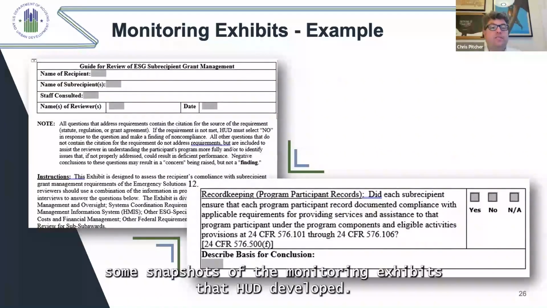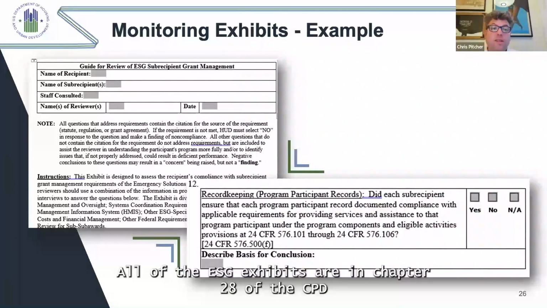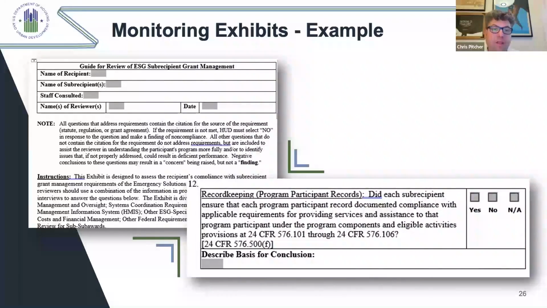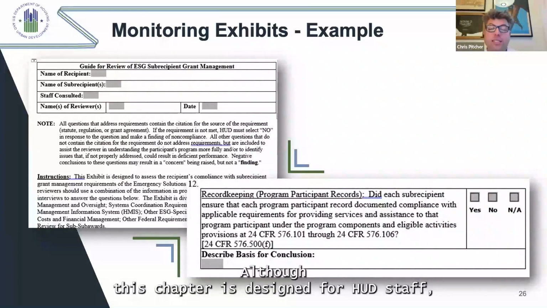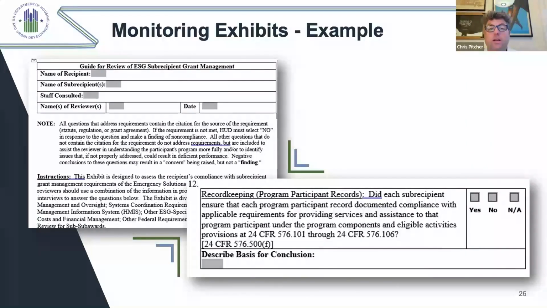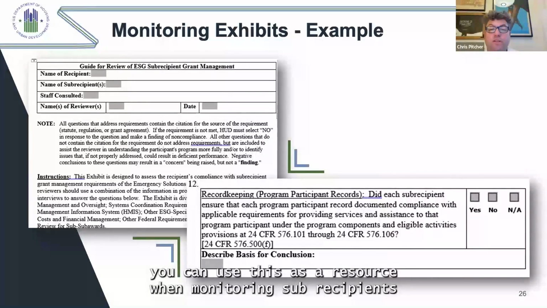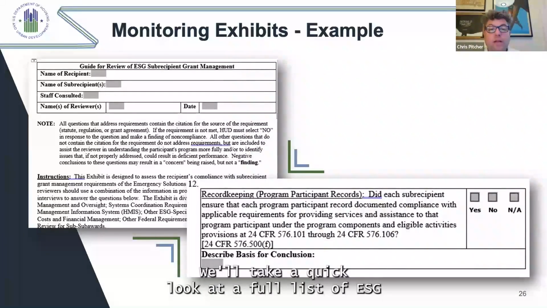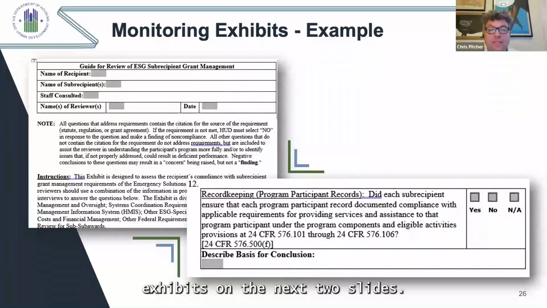Here you can see some snapshots of the monitoring exhibits that HUD developed. All of the ESG exhibits are in Chapter 28 of the CPD Monitoring Handbook, which will link to the chat momentarily. Although this chapter is designed for HUD staff when monitoring recipient compliance with the ESG program regulations, you can use this as a resource when monitoring subrecipients or developing your own checklists. We'll take a quick look at a full list of ESG exhibits on the next 2 slides.